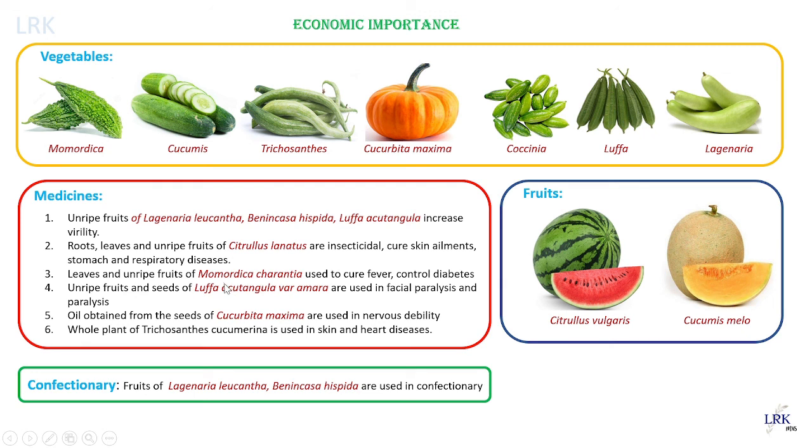And the leaves and unripe fruits of Momordica charantia are used to cure fever, and they also control diabetes. Okay, and unripe fruits and seeds of Luffa acutangula variety amara are used to cure facial paralysis and paralysis. And oils obtained from the seeds of Cucurbita maxima are used in nervous stability. And a whole plant of Trichosanthus cucumerina is used in skin and heart diseases. So these are some of the medicinal uses of the members of this family.